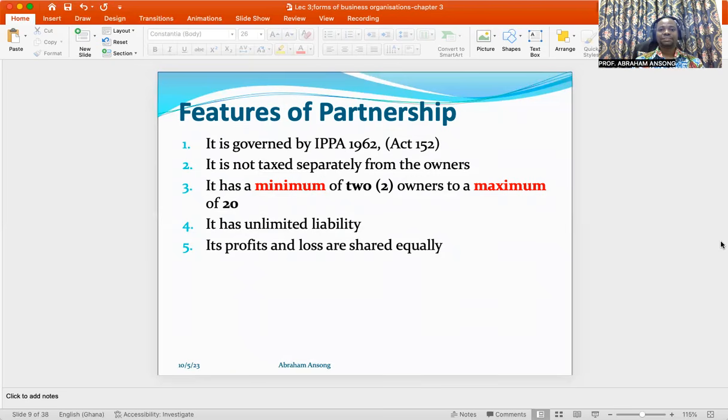It is not taxed separately from the owners. It has a minimum of 2 owners to a maximum of 20. So even with partnership, there is some limitation. You can't have beyond 20 partners forming a business. The maximum you can have is 20 partners. All right. It has unlimited liability.